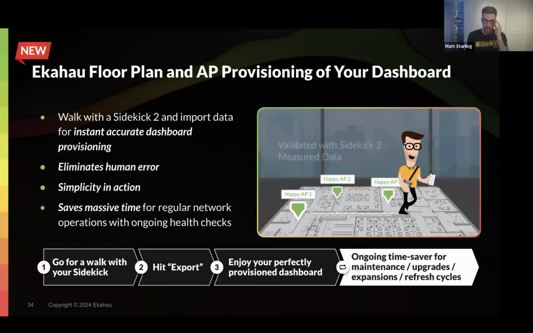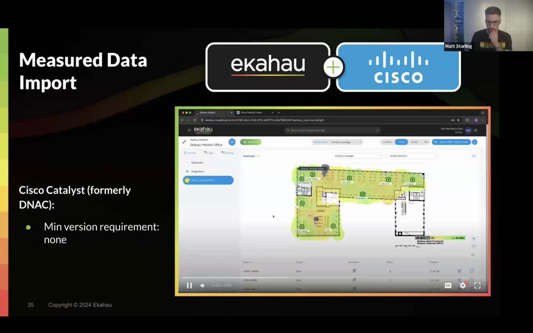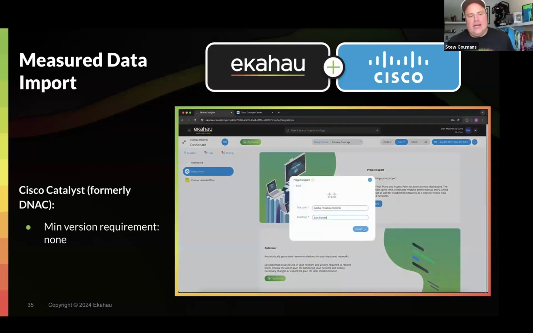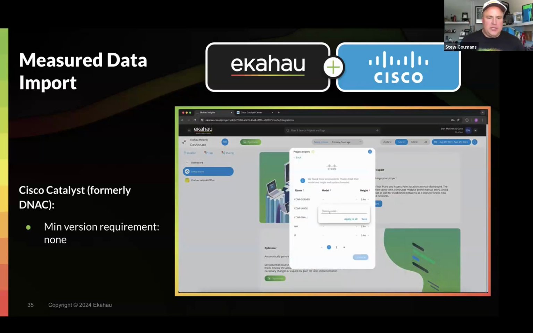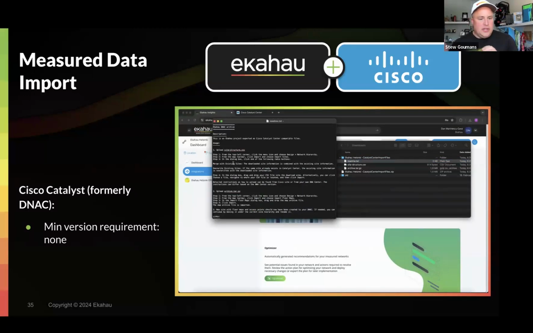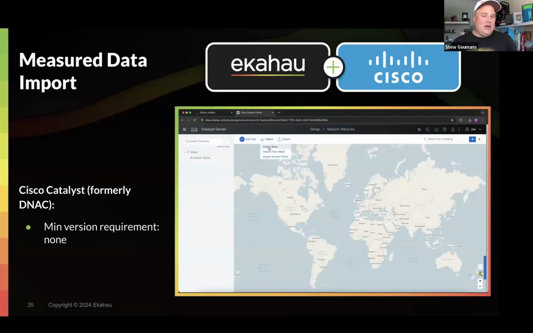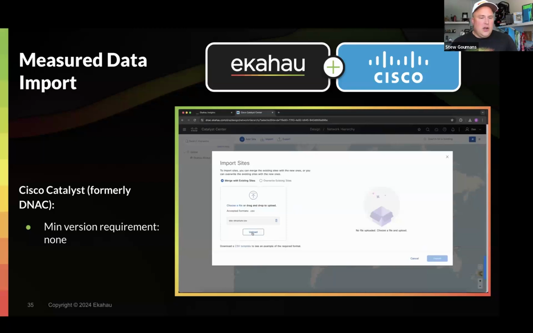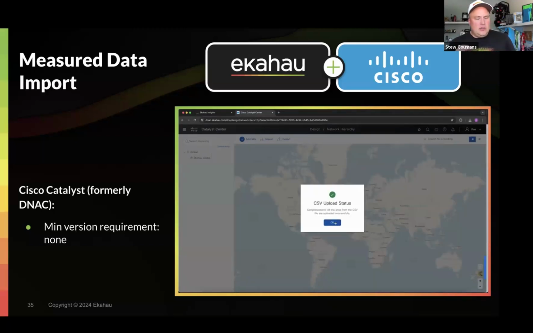Stu, I think you've got a couple of demos lined up to talk over here. First of all, with the Catalyst Center, I believe, right? Yeah, actually, this is a really cool thing. What we're doing here from a Cisco Catalyst Center, formerly DNAC, is we're taking this to the next level. When we're exporting our project or integration from Ekahau into Cisco Catalyst Center, we're doing it a little bit of a different way right now.